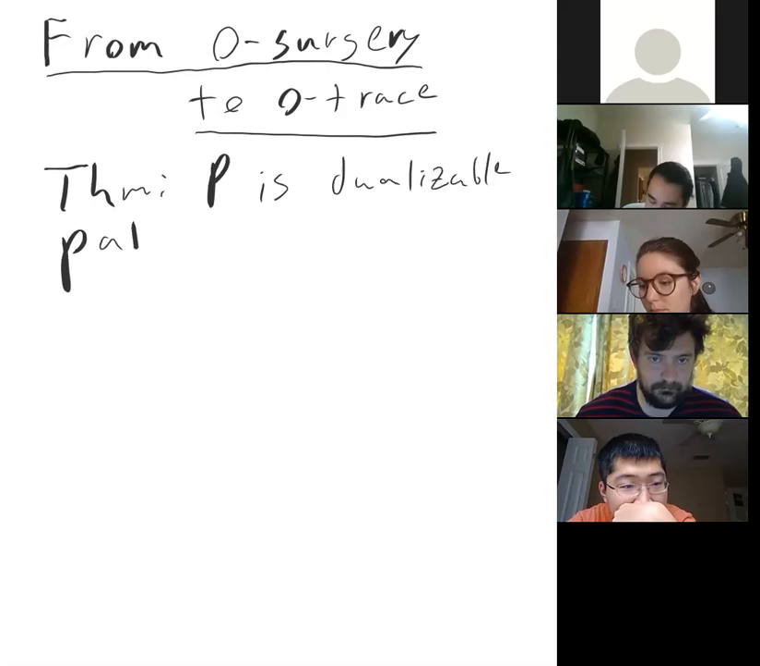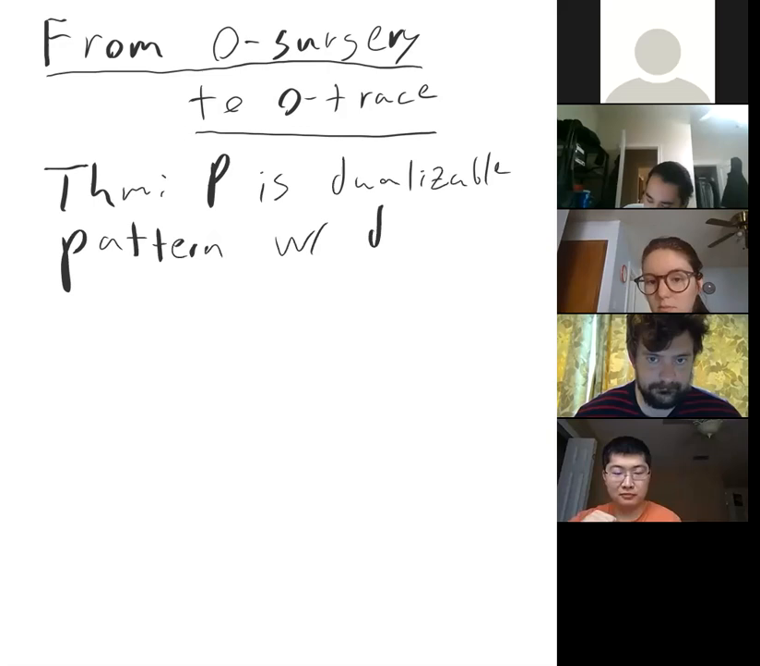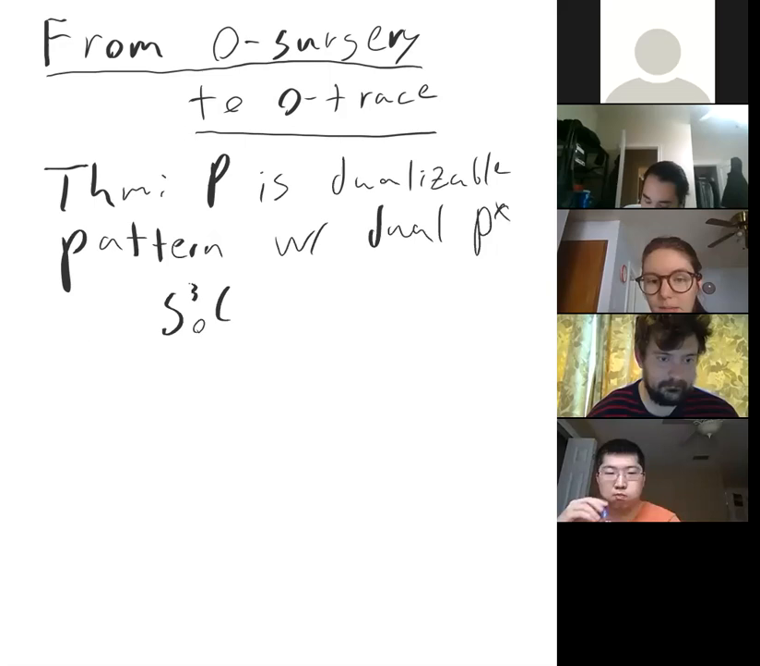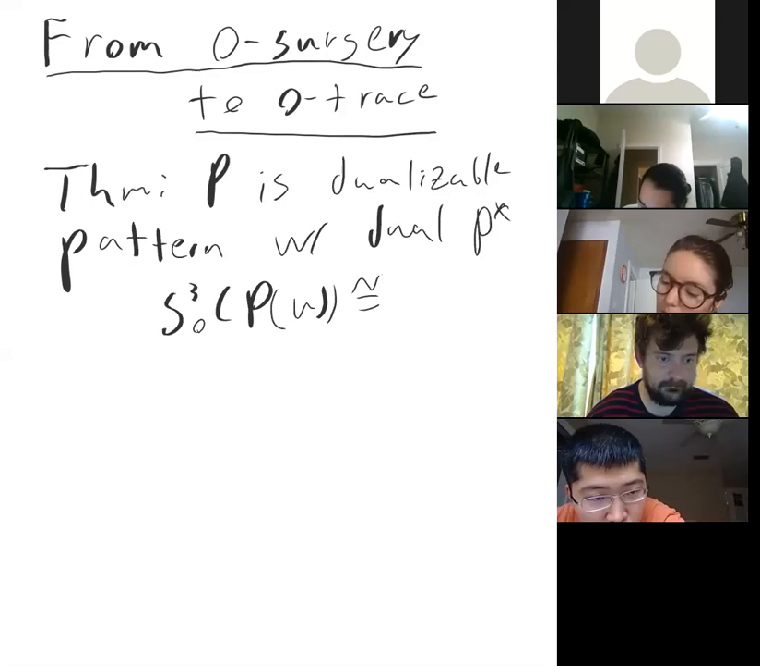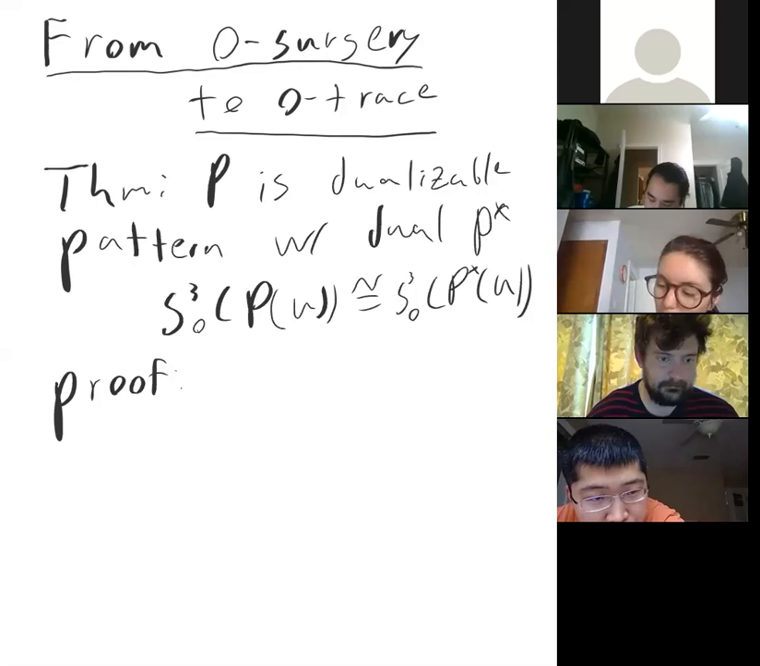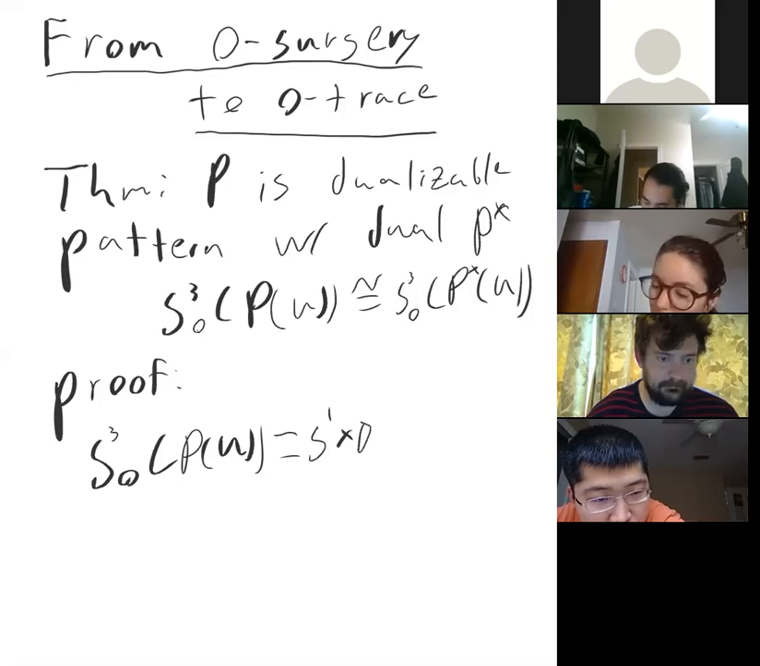Then with dual P star, S zero surgery on P of U is homeomorphic to the zero surgery on P star of U. And the proof is simple, right? We just described the zero surgery as filling the pattern exterior.